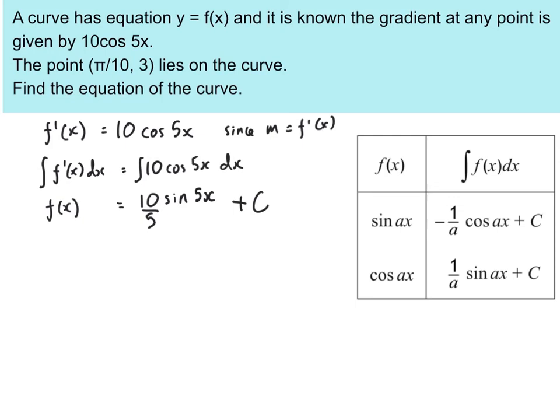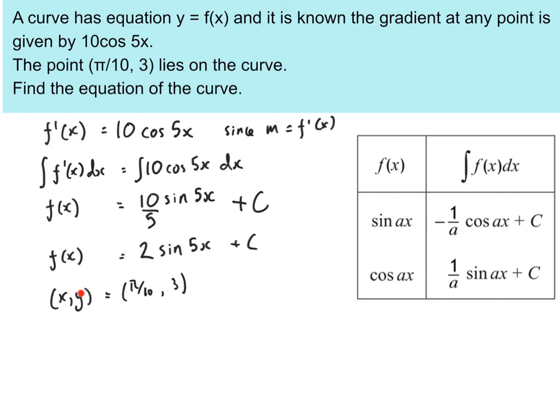Let's tidy this up a bit. f of x equals 10 over 5 is 2. Sine 5x plus c. So at this point here, we don't have a curve, we've got a variety of different curves, because plus c could be any number. We have a point that lies on the curve we are interested in. So I know x, y is pi over 10, 3.